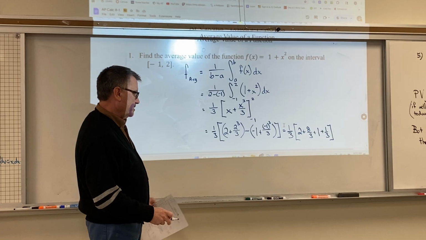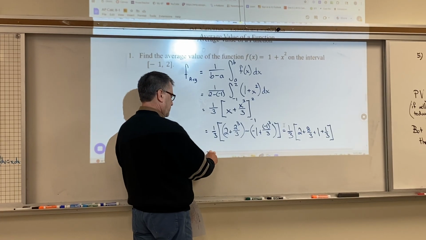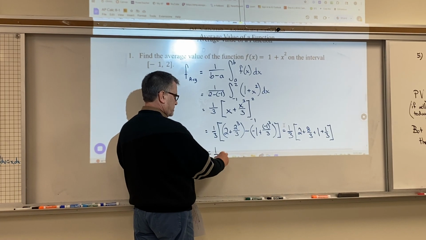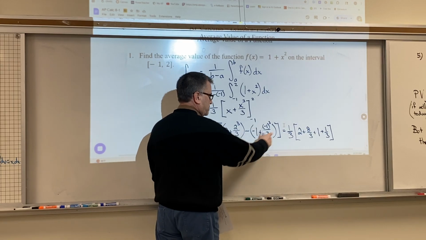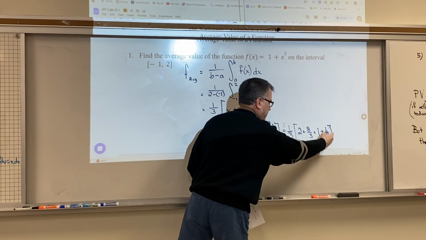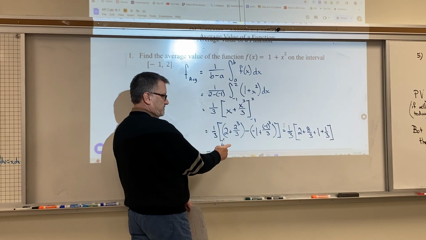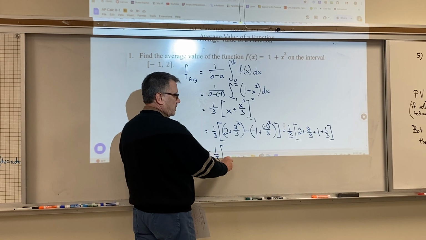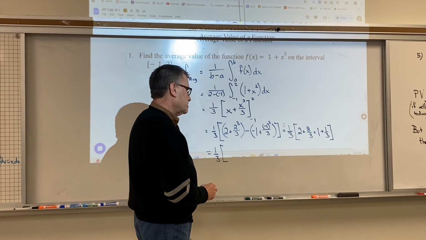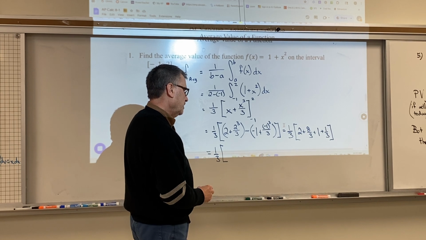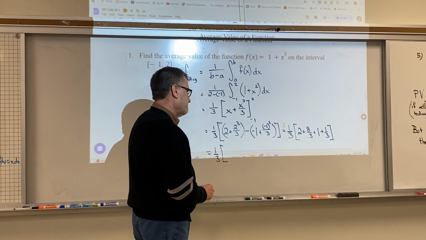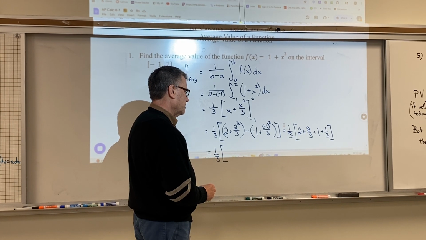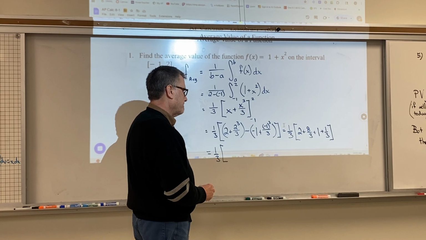Now I probably need to put all that together. Let's see, I got this 1/3 out here because I still have to divide. This is just the area under the curve, and I still have to divide by the width of 3 or multiply by 1/3. So 2 plus 1 is 3. 28 over 3. Is that what you're gonna get as the final answer? No, it's 18 over 3.